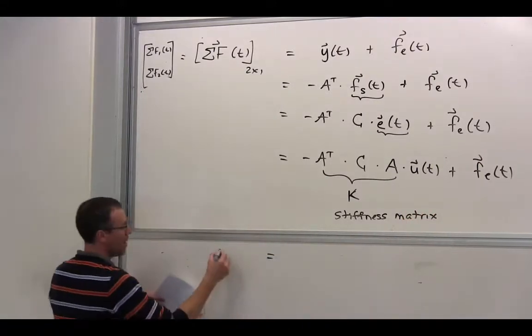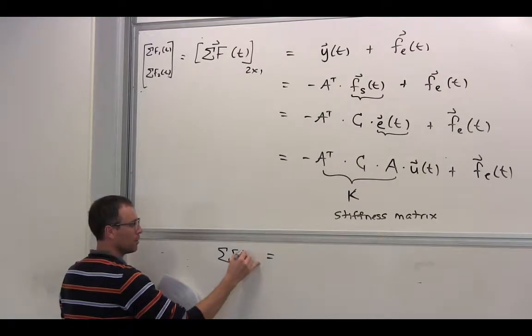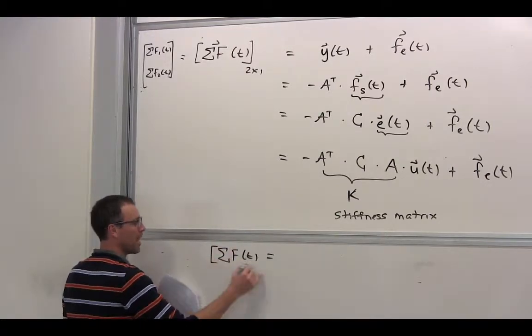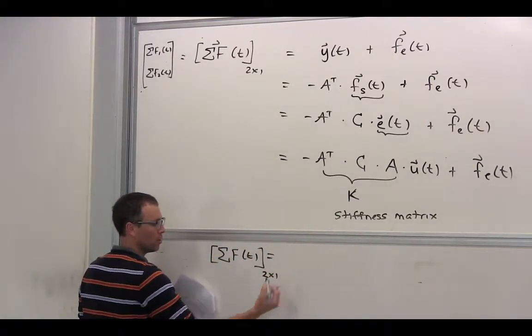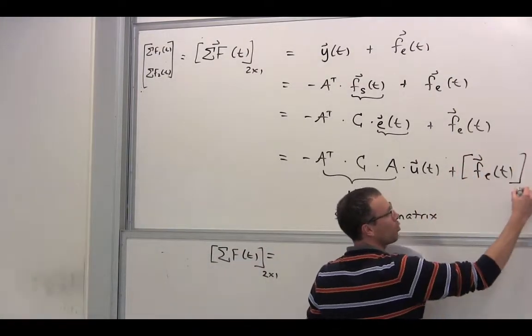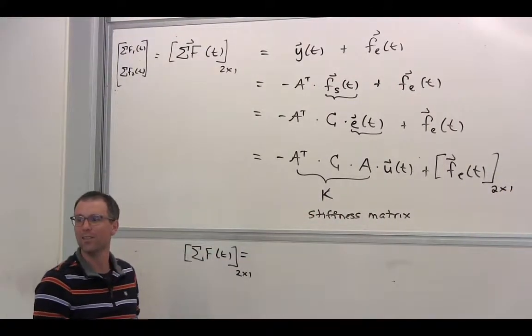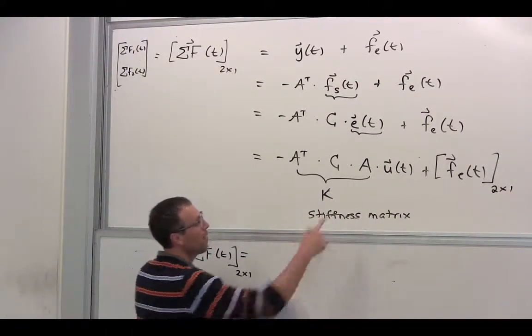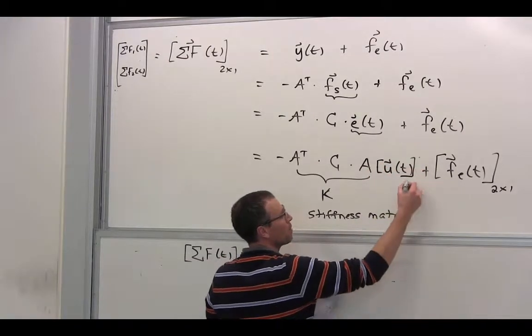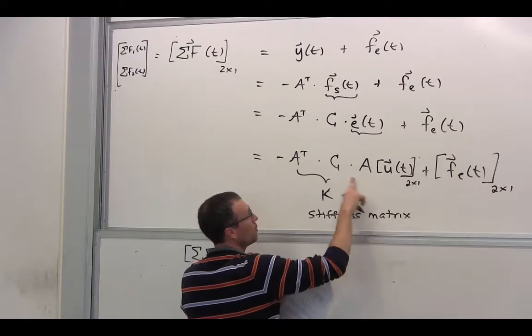So now we have the net force vector on each of my masses. How big is that vector? It's 2 by 1. How big is the vector of external forces on each mass? 2 by 1, because there's two masses, right? How big is the displacement? How many displacements are we measuring? 2 by 1.